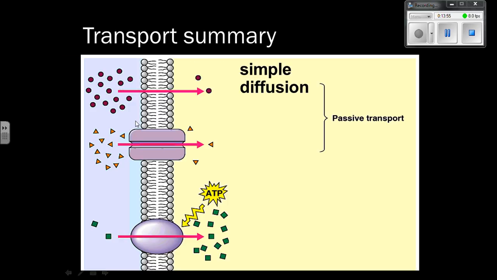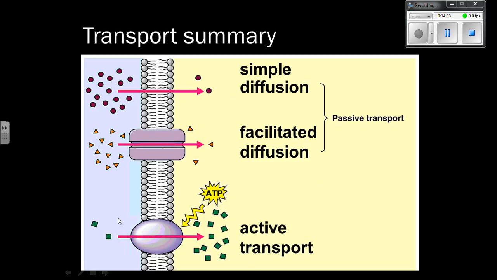There we have simple diffusion simply across the cell membrane. We have facilitated diffusion going through the transport protein. Those two make up passive transport and active transport. The difference here, we are making something more crowded, so we need energy to do that in the form of ATP.